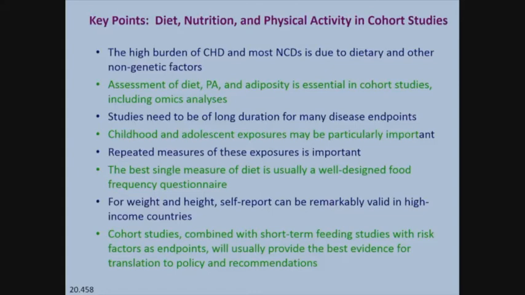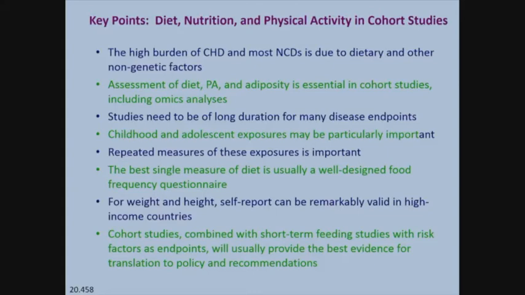I'll just cover a few points here. As David mentioned, the high burden of coronary heart disease and most NCDs is due to dietary and other non-genetic factors. Assessment of diet, physical activity, and adiposity is essential in cohort studies, including genomics analyses. Diet studies need to be of long duration for many disease endpoints. Childhood and adolescence exposures may be particularly important. Repeated measures of these exposures are very important. The single best measure of diet is still usually a well-designed food frequency questionnaire.